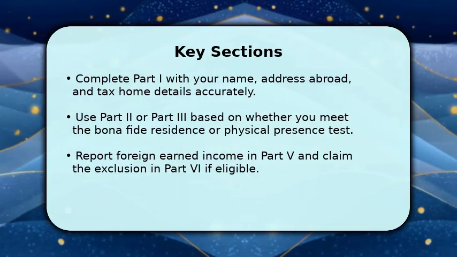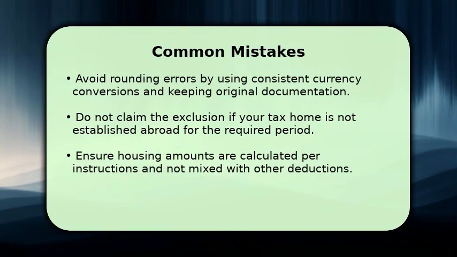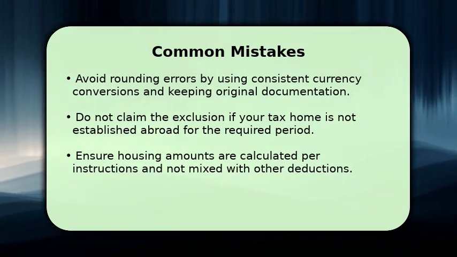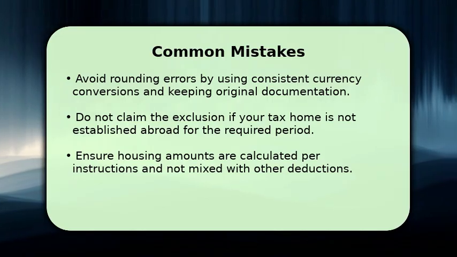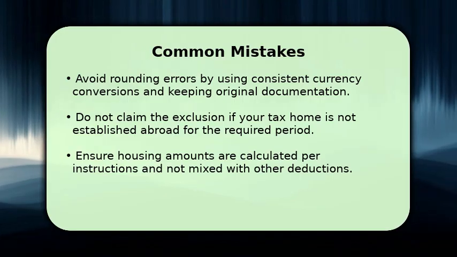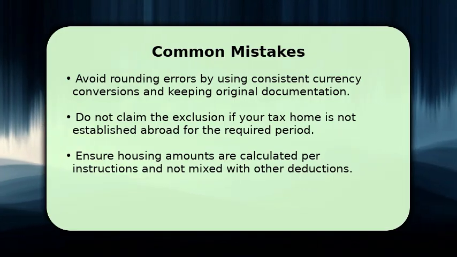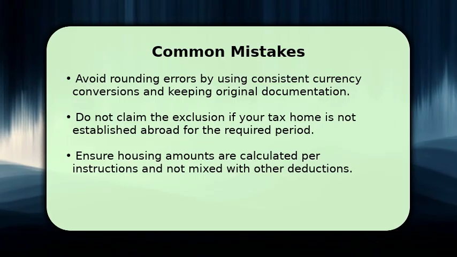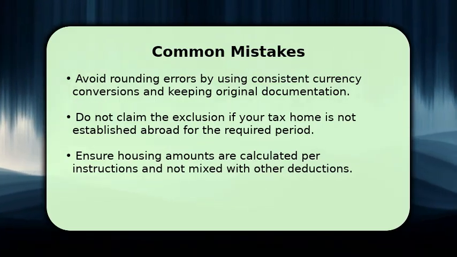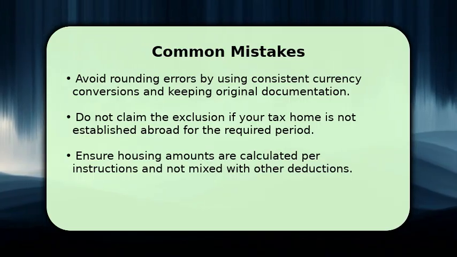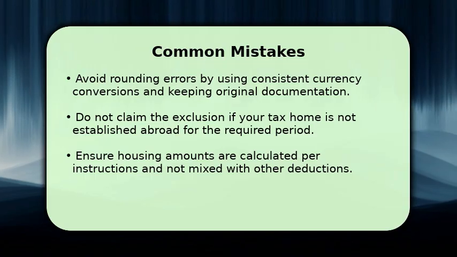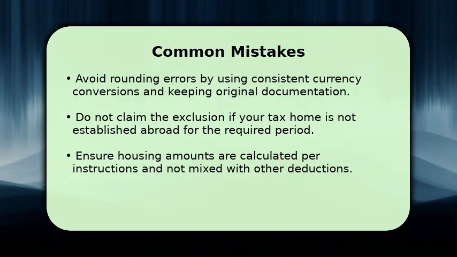Common mistakes often cost time and trigger inquiries, so pay attention to detail as you complete Form 2555. Use a reliable exchange rate method and keep original pay records to avoid rounding disputes. Confirm your tax home and residency status before claiming exclusions, and calculate housing amounts precisely according to form instructions. Save copies of everything, and consider consulting a tax professional if your situation has unusual income.